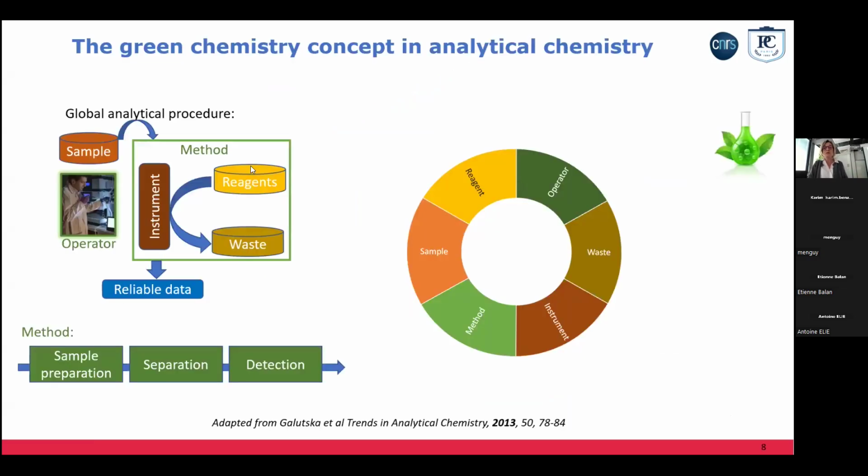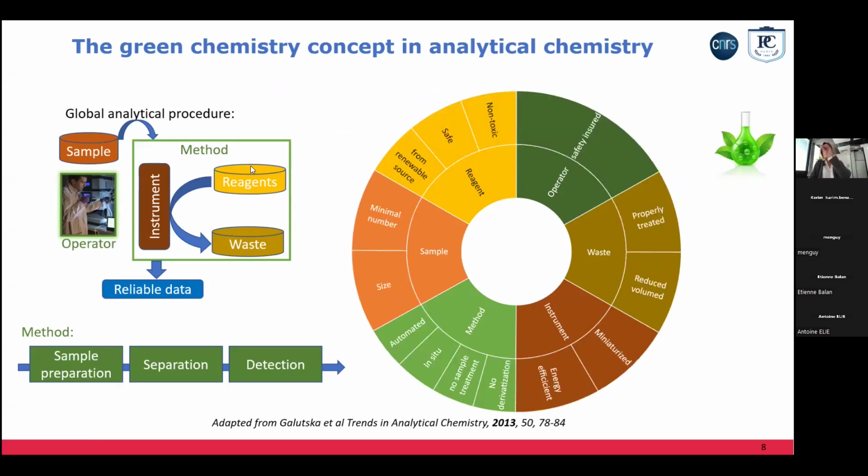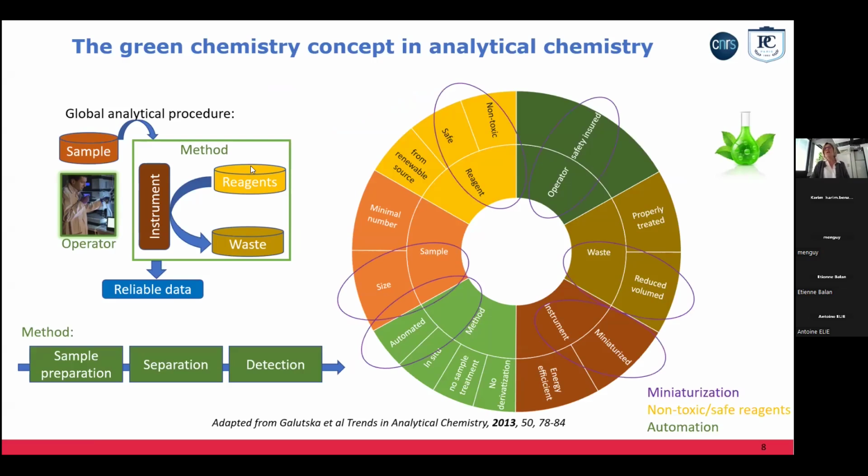So what is green analytical chemistry? If we take into consideration the different elements of an analysis, it can be the operator, the instrument, the reagent, the waste. Then if we look at the different parts of our device, we can play from different places by limiting, as an example, the reagents that we need, the size of the sample. And in our lab, we try to develop new methods allowing to decrease the size of the sample by the miniaturization of our analytical device. We try also to use non-toxic reagents and also to automate the system in order to limit the contact of the operator with all the reagents.